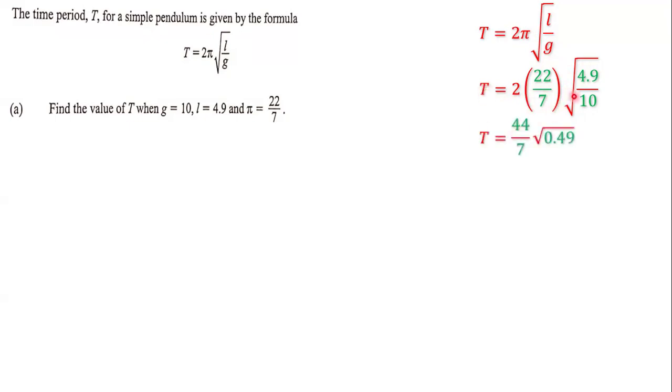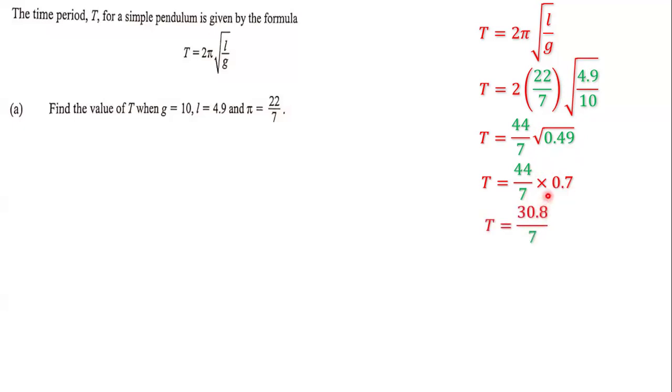And so the first thing that we do is we multiply 2 by 22, and we get 44. So we have 44 over 7. Then we say 4.9 divided by 10 is 0.49. And the next thing that we do is we say, okay, what is the square root of 0.49? The square root of 0.49 is 0.7. And so now we have 44 over 7 multiplied by 0.7.